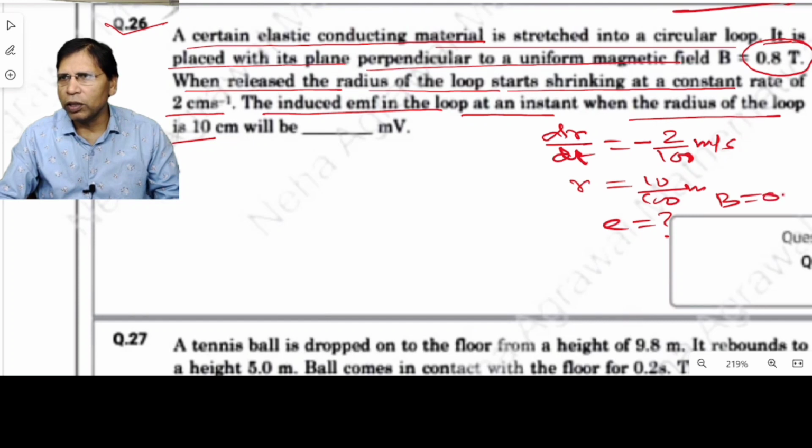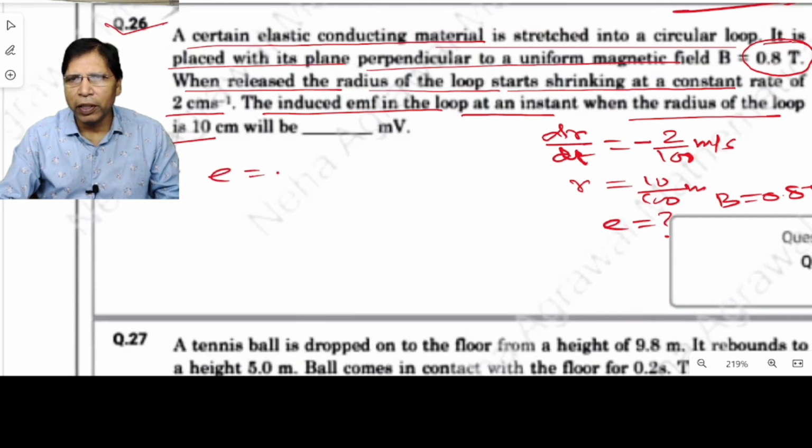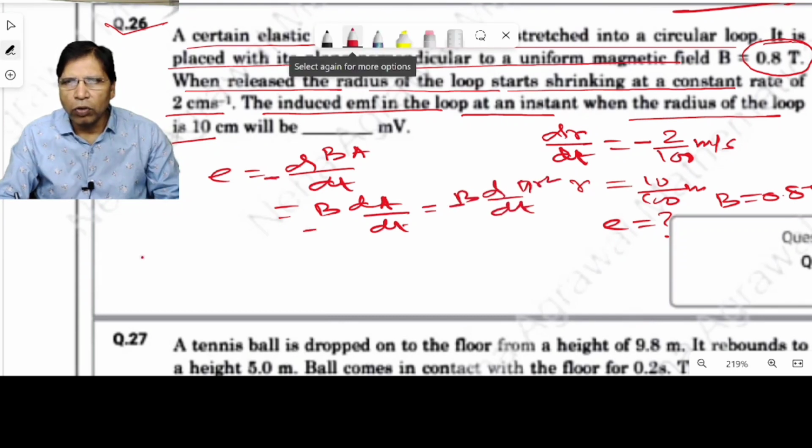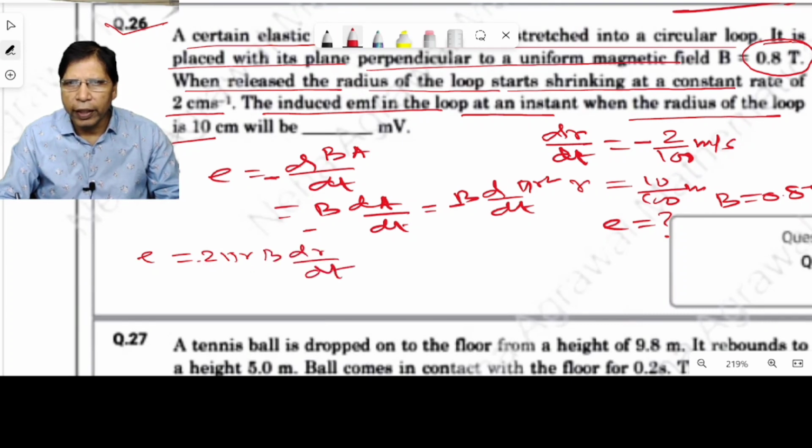B is equal to 0.8 Tesla. Now, the induced EMF E equals d by dt of B into A, as it has one turn. So B into dA by dt. B into d by dt of pi r square. So E equals 2 pi r B dr by dt with negative sign.